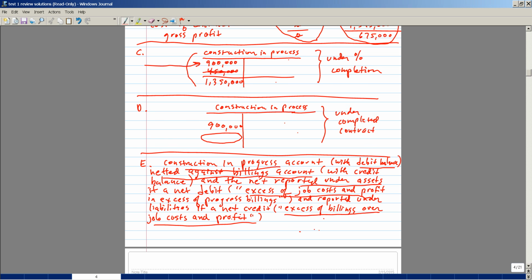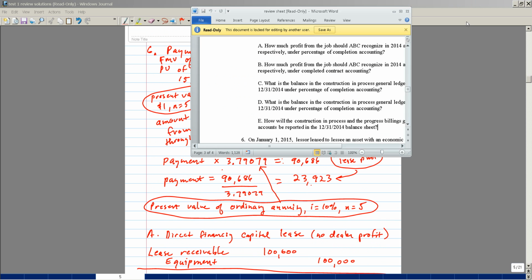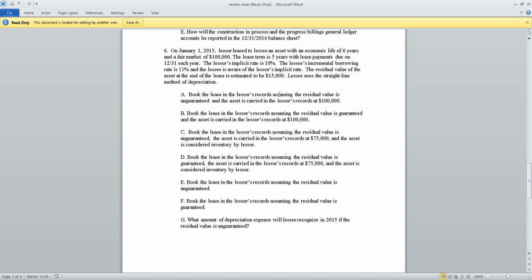Okay, so that takes care of part E of the problem. Alright, so on to our last problem. And if you heard my dogs barking, well, sorry about that. Okay, so here we are, question 6.